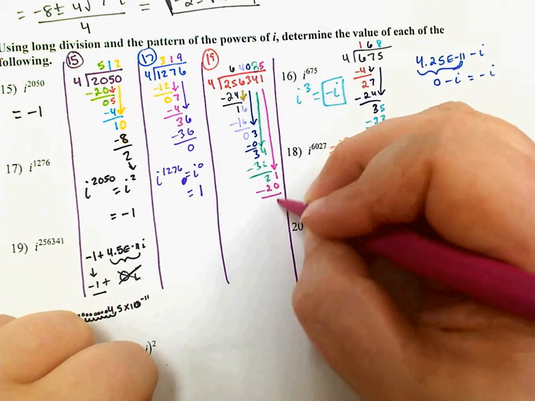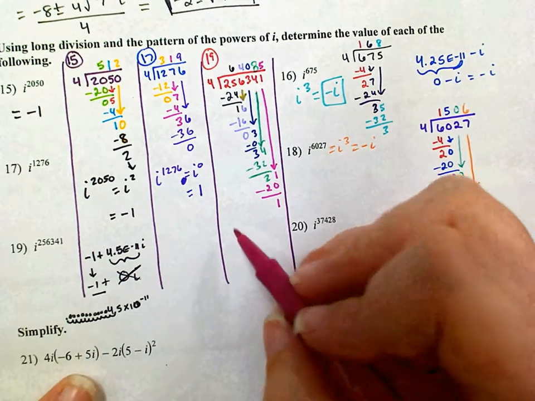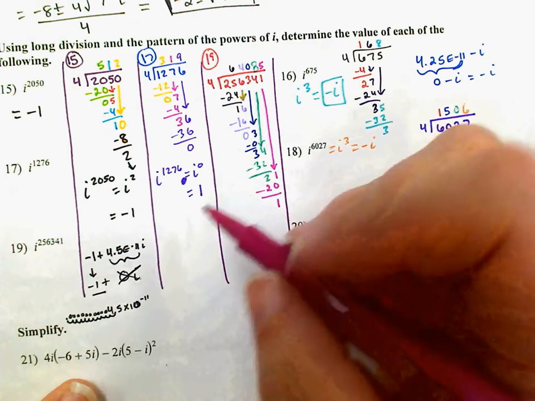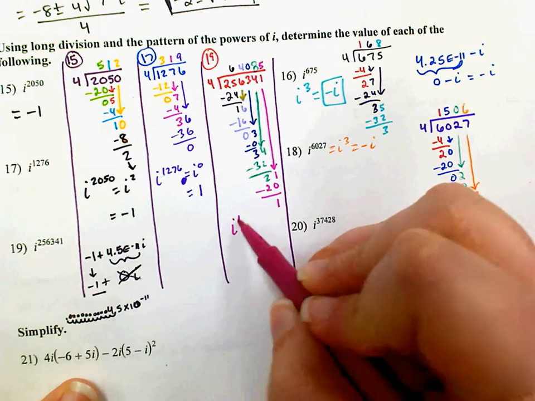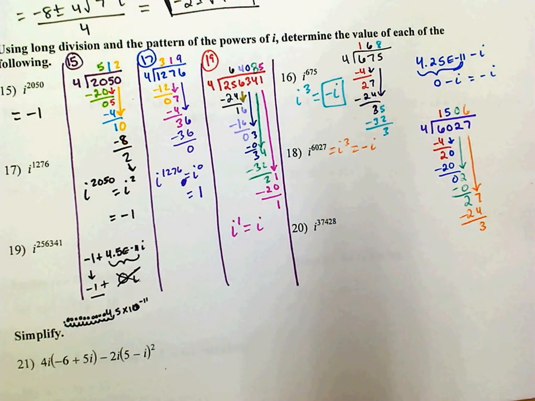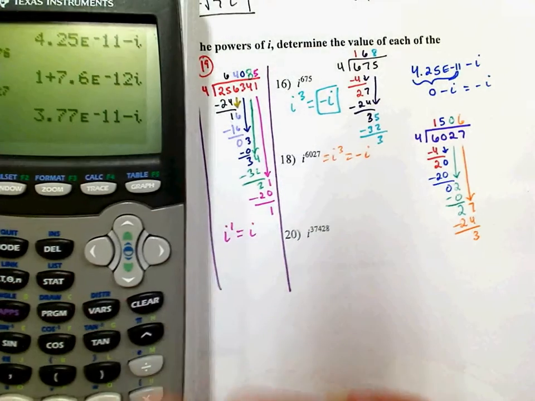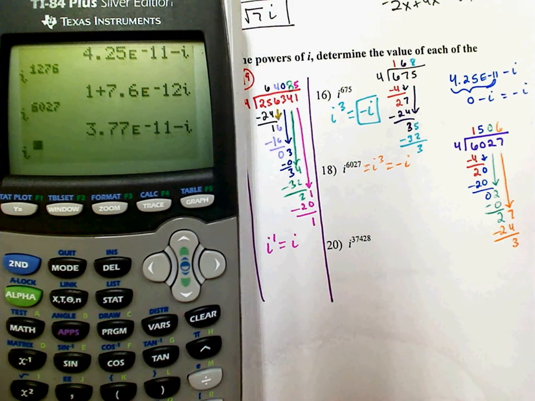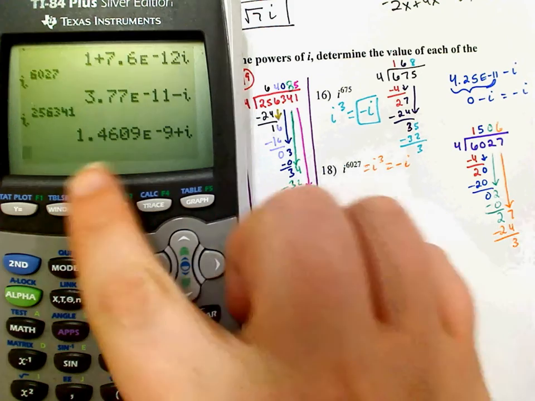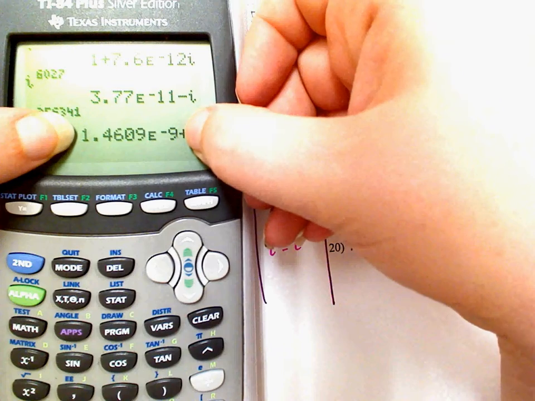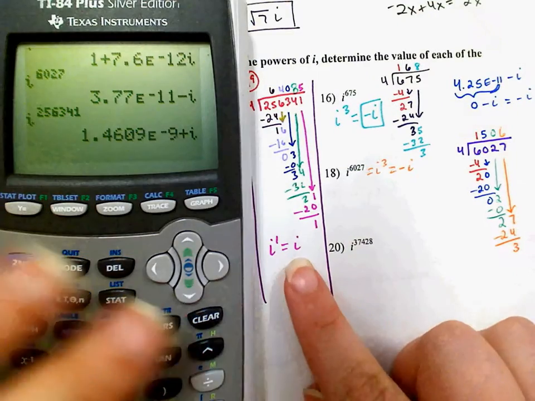Okay, so that means I to the 256,341 equals I to the first, which is just I. And if I were to type that in, I raised to the 256,341, I get 1.4609e to the negative 9th, which is 0 plus I, and 0 plus I is I.